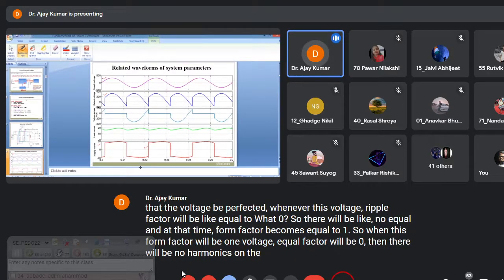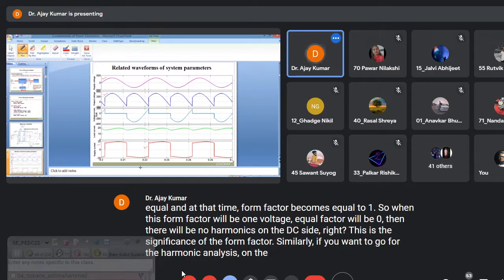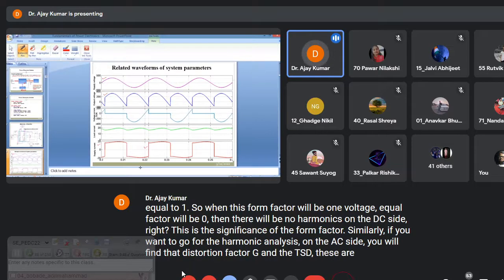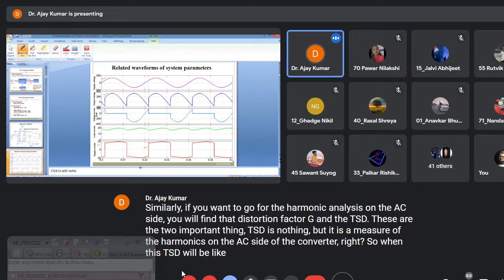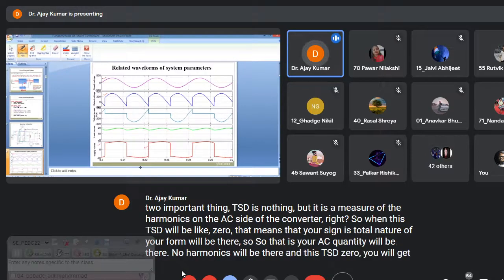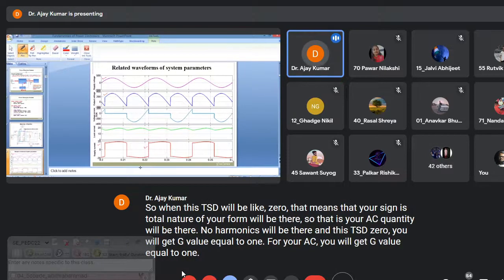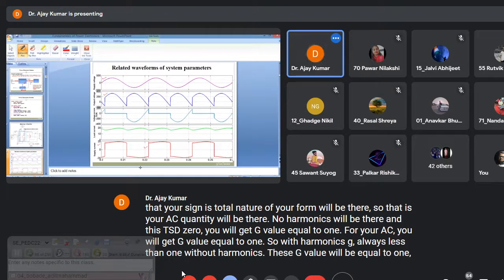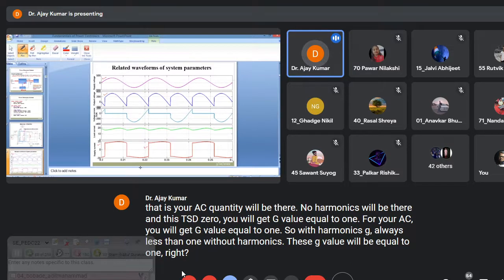Similarly, if you want to go for the harmonic analysis on the AC side, you will find the distortion factor G and the THD. These are the two important things. THD is a measure of the harmonics on the AC side of the converter, right? When this THD is 0, that means a pure sinusoidal waveform will be there, so a pure AC quantity, with no harmonics. When this THD is 0, you will get G equal to 1. For pure AC, you will get G equal to 1. So with harmonics, G is always less than 1. Without harmonics, G will be equal to 1, right? And G is nothing but the distortion factor, always measured in power electronics, right?